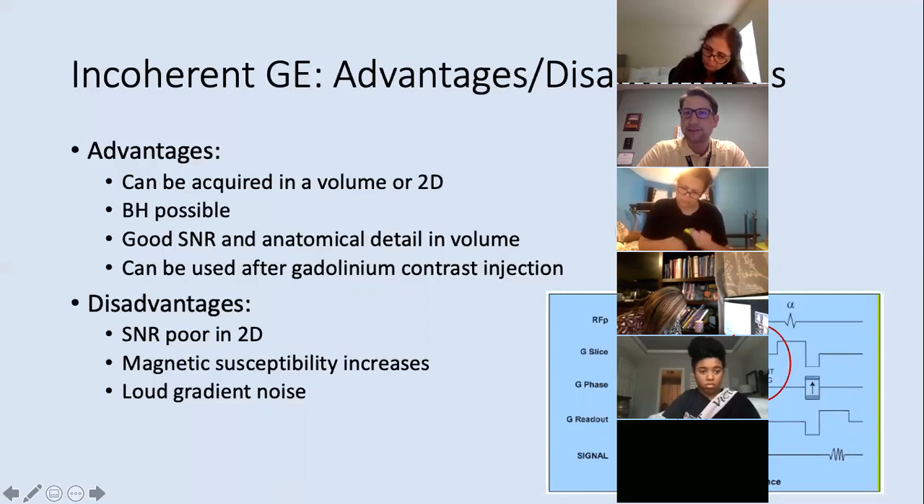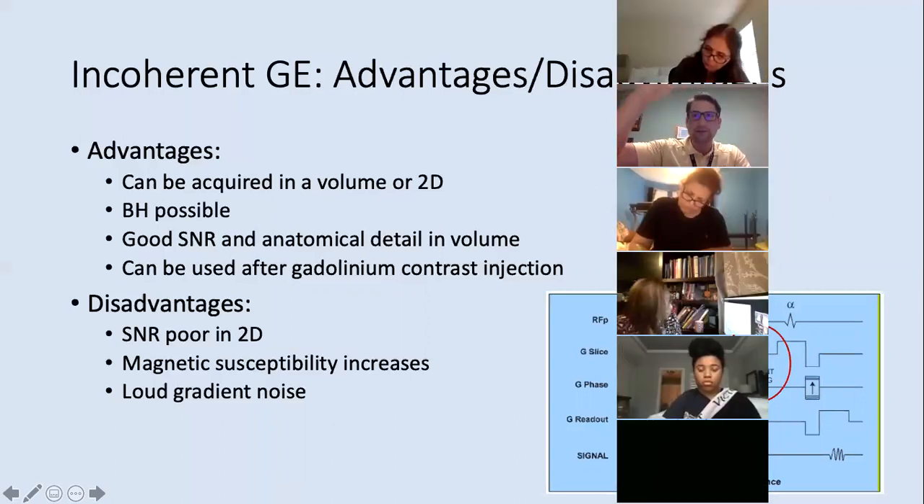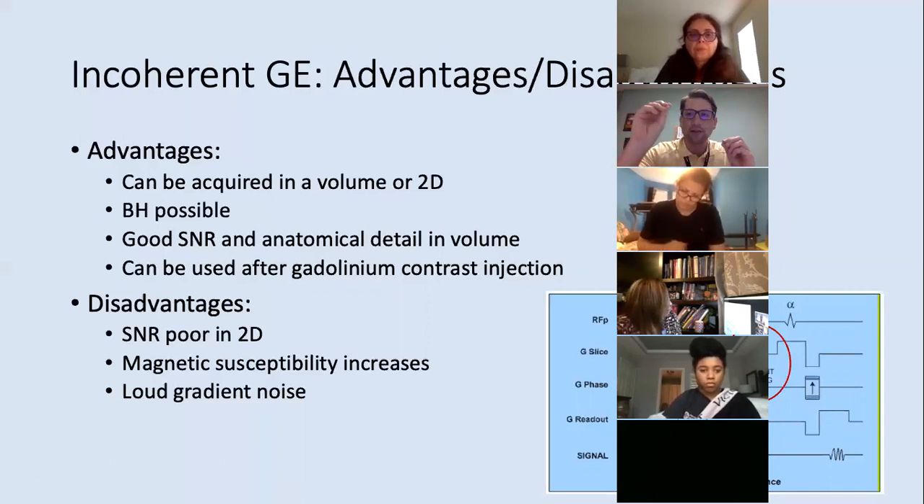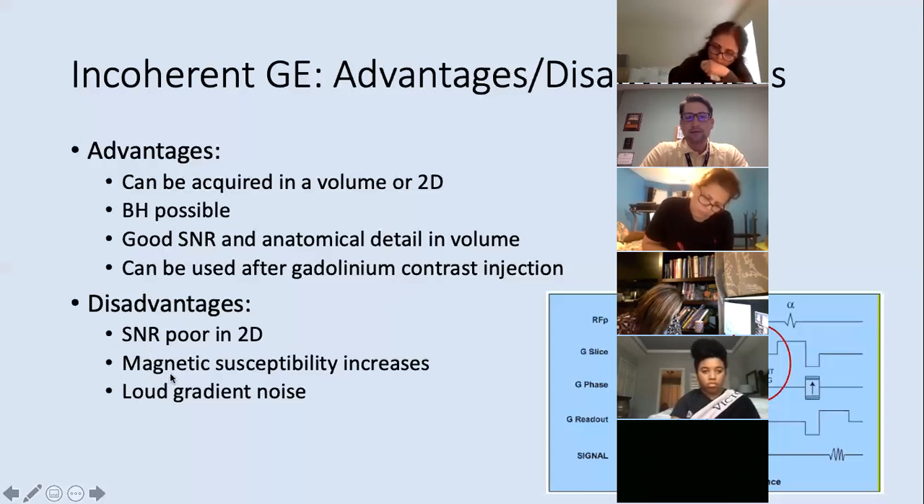You guys see a lot of T1s post-contrast, right? When you inject, most of the time those sequences that are following it up are T1s, right? Because pathology and vessels usually appear bright on T1 after injection of contrast. So just the same here, it's a gradient echo T1, so our gadolinium is going to appear bright post-contrast. Disadvantages, same pretty much. Low signal, magnetic susceptibility artifact, loud gradient noises.